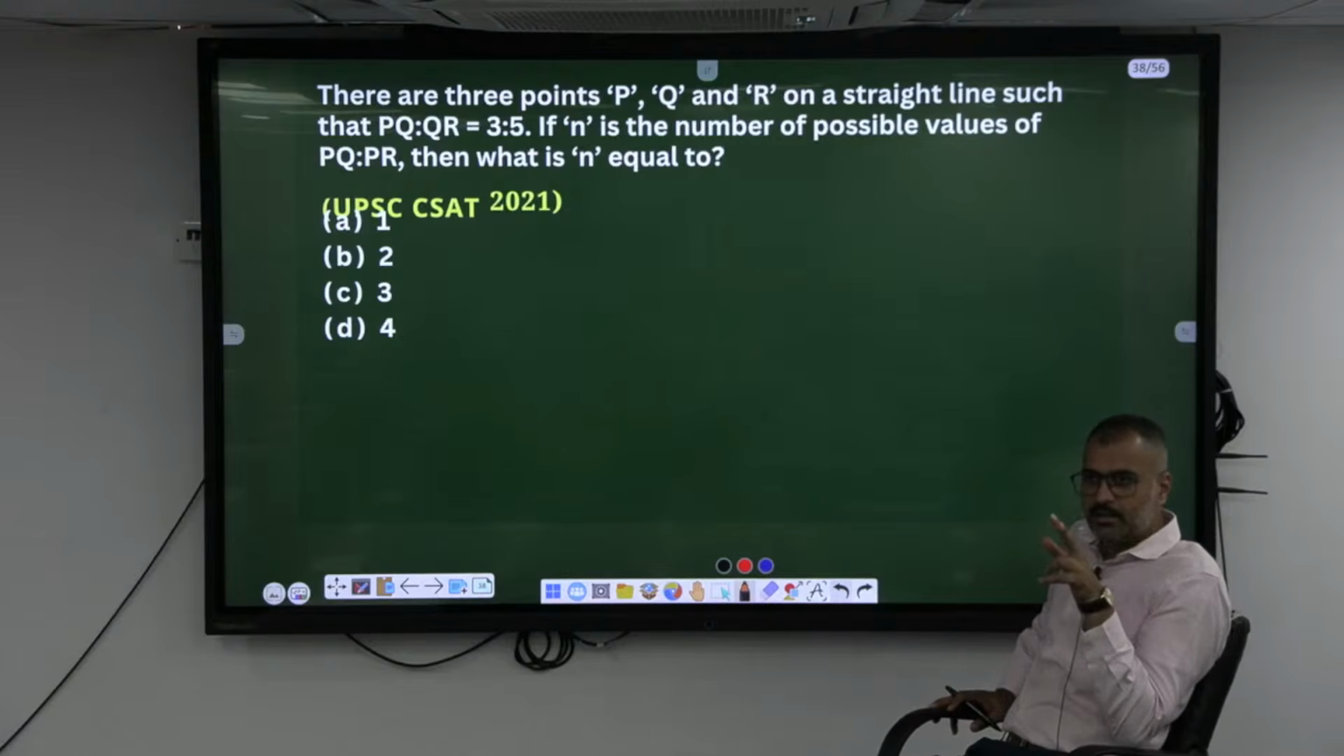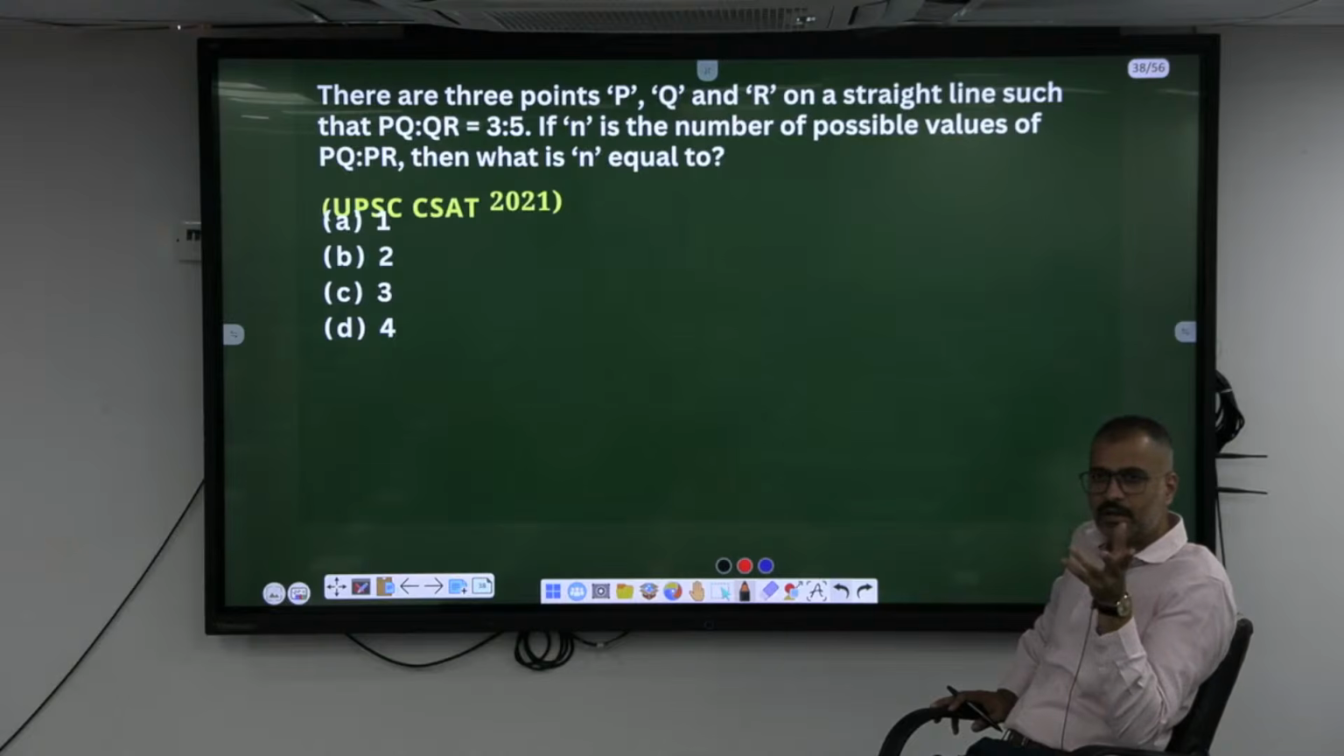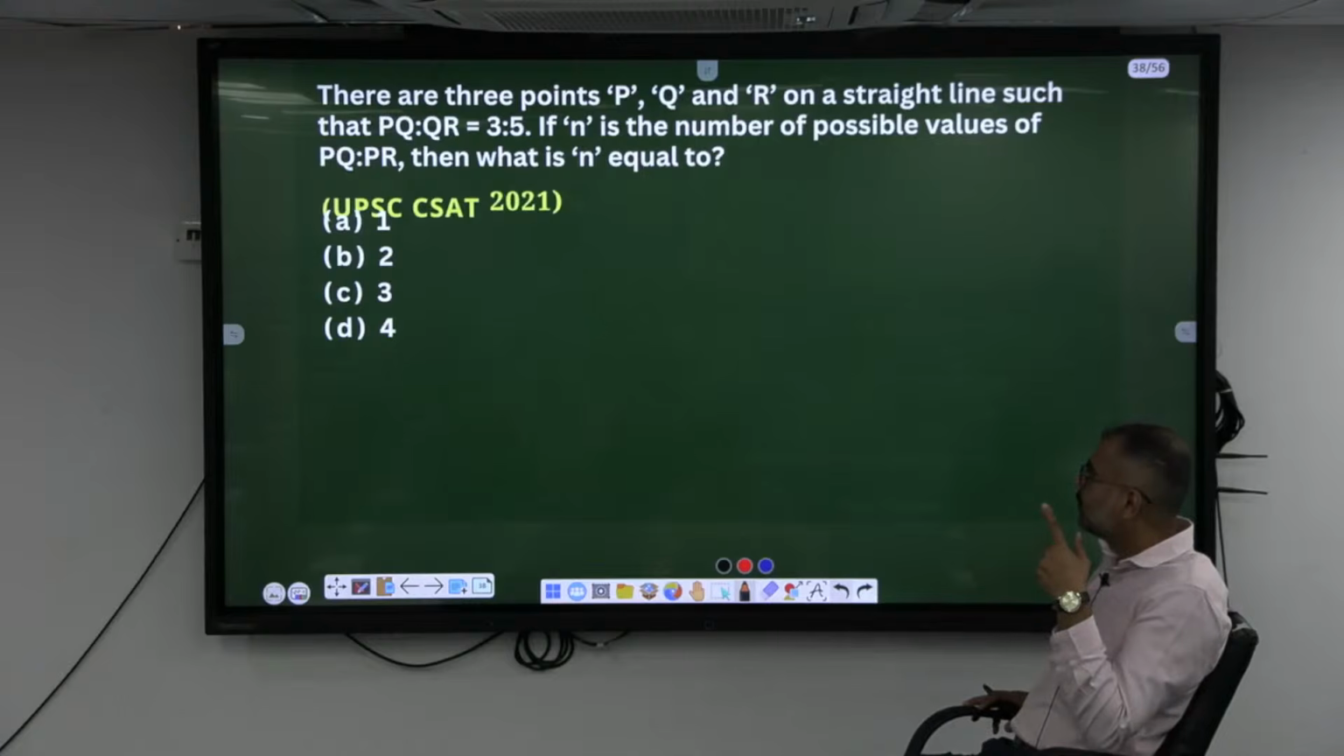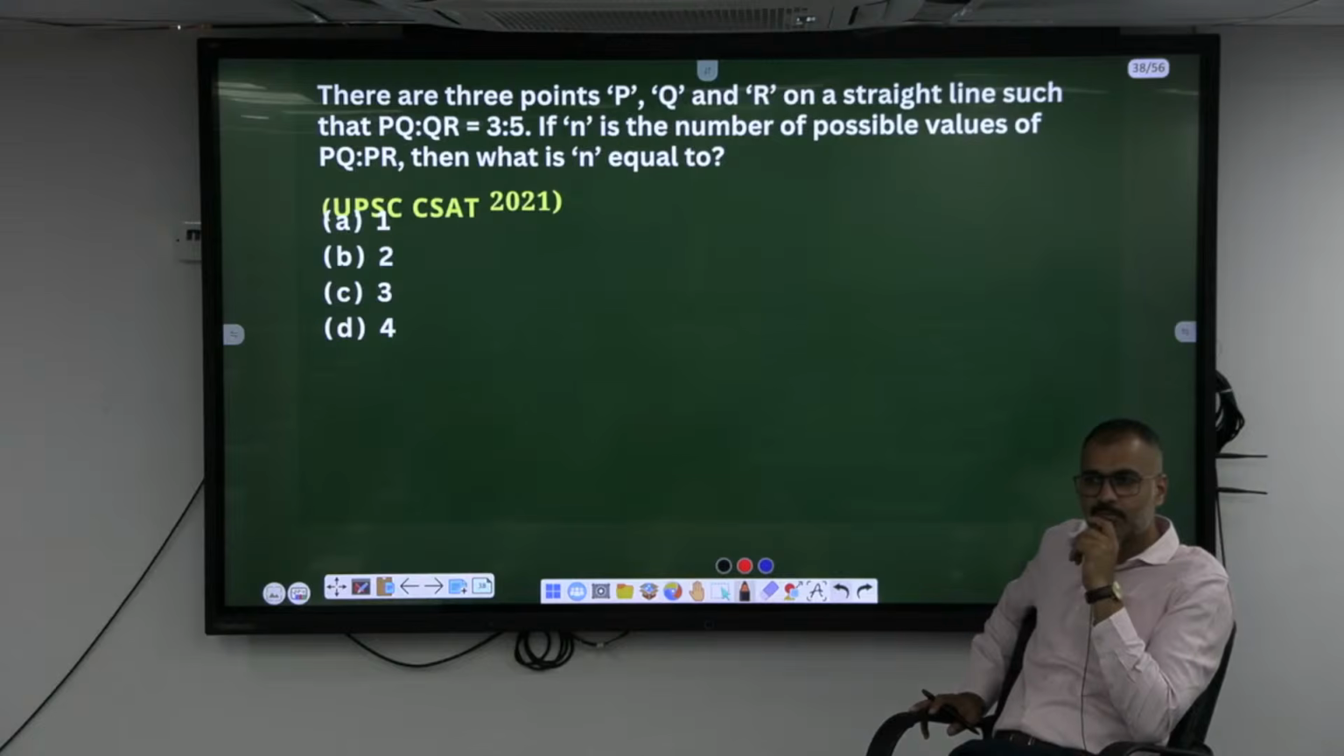On a line, there has to be 3 points, not necessarily in a sequence, P, Q and R, where the ratio of PQ and QR distance has to be 3:5. How many such possible ways in which you can put the points? Is it only 1, 2 ways? 2 ways, is it?